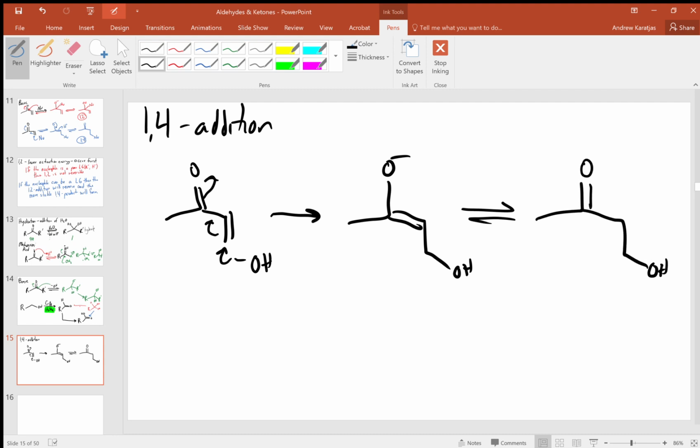Now, just like the 1,2 addition of water, the 1,4 addition is still highly reversible and still favors the starting material. But again, there are some very specific, very important reactions where this takes place. And perhaps the most important might be this one.